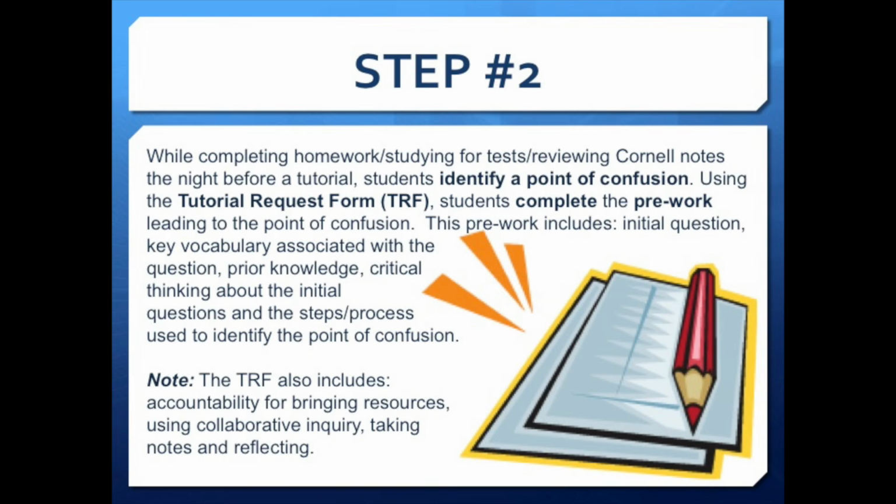So once you have a point of confusion, using your tutorial request form, which is a TRF, you will complete the pre-work leading to that point of confusion. This pre-work includes an initial question, key vocabulary associated with the question, prior knowledge, critical thinking about the initial question, and the steps and processes used to identify the point of confusion. I know this sounds really complicated, but you will see examples on paper, and you will also see video examples as well.